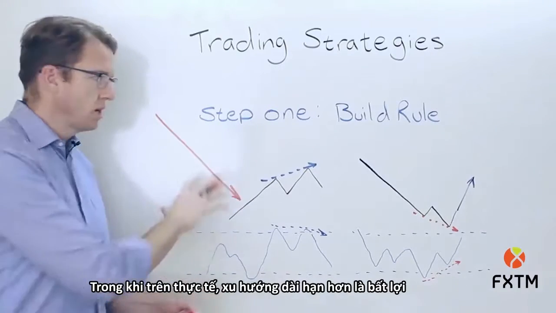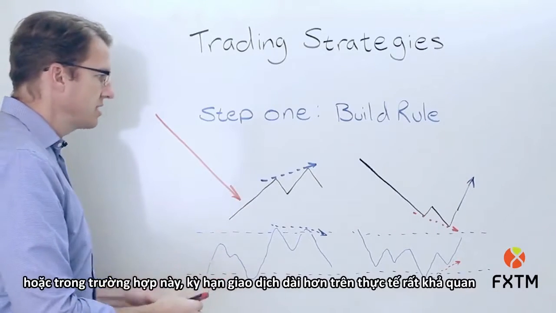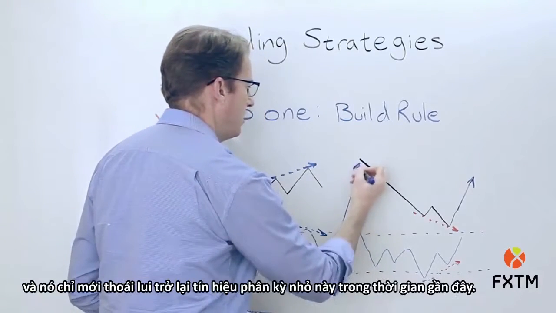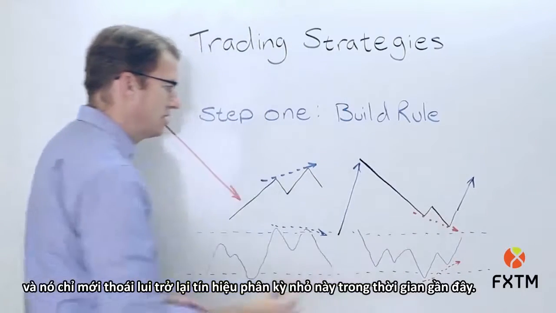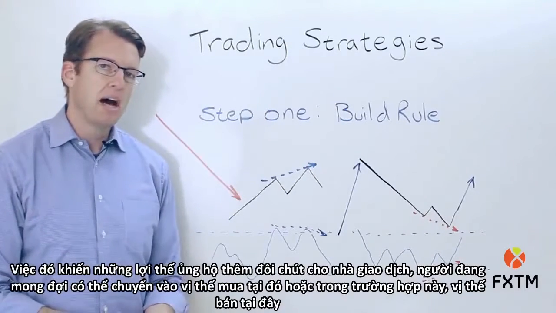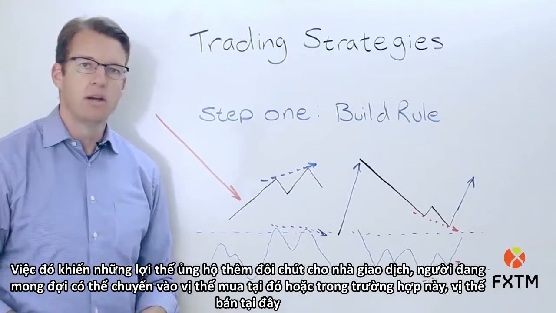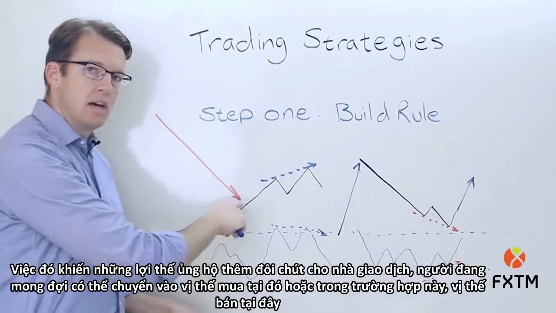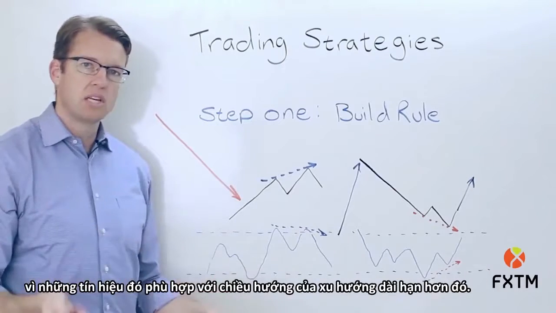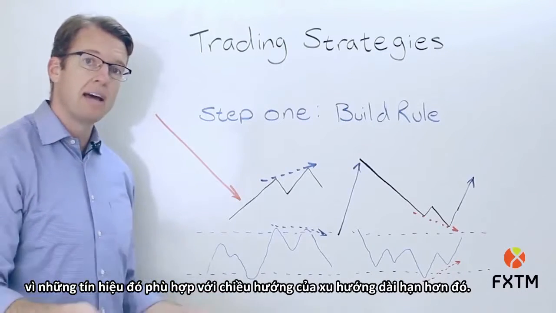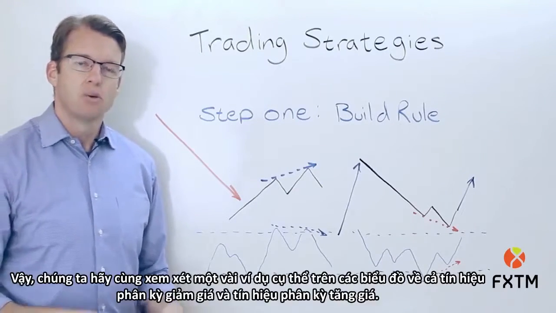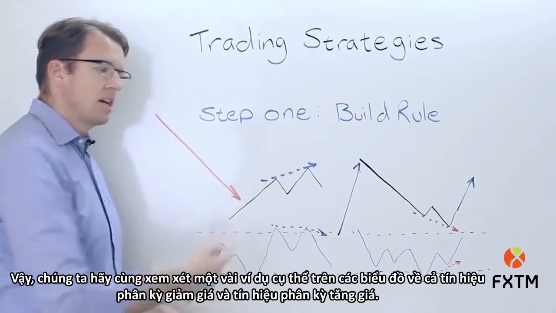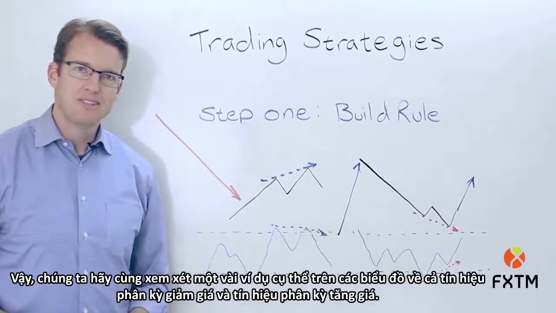Well, in this case, the longer-term trend was actually very positive, and it had just recently pulled back into this little divergence. That helps to put the odds a little further in favor of a trader who's looking to enter a long position there, or in this case, a short position here. Are those signals conforming to the bias of that longer-term trend? So let's take a look at a couple of specific examples on the charts of both a bearish divergence and a bullish divergence.